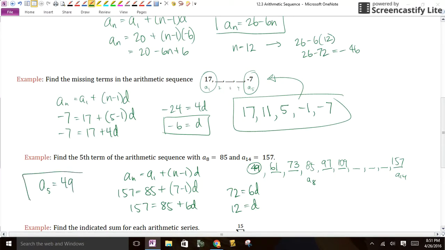Now there's many ways to do this problem. Another way I could do it is using this formula, finding the first term, and I figured out what d was. And now once I figured out the first term, I could tell you any term in the list. So kind of a neat situation.